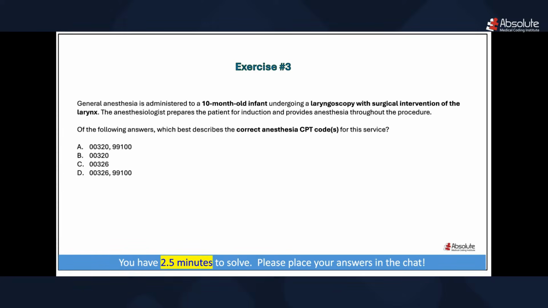General anesthesia is administered to a 10-month-old infant undergoing laryngoscopy with surgical intervention of the larynx. The anesthesiologist prepares the patient for induction and provides anesthesia throughout the procedure. Of the following answers, which best describes the correct anesthesia CPT code? All right, coders, your time begins now.